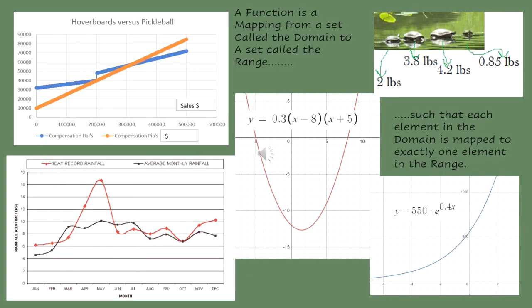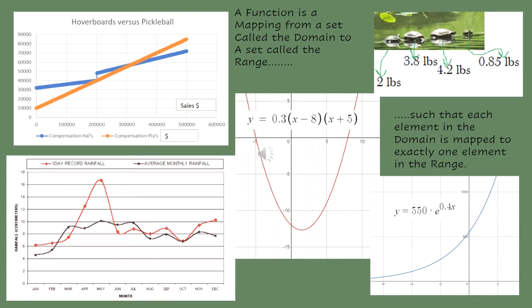On this screen, we have several examples of functions, and we will look at each one and discuss the domain and range. Notice in the upper left, we actually have two functions mapped on one graph. They are both for different compensations, one for a salesperson named Hal and one for a salesperson named Pia. So we're mapping various amounts of sales to various amounts of pay.